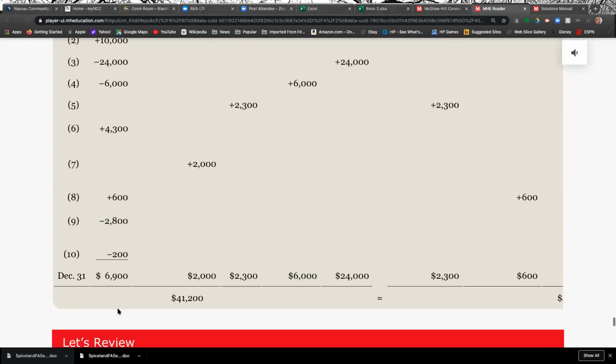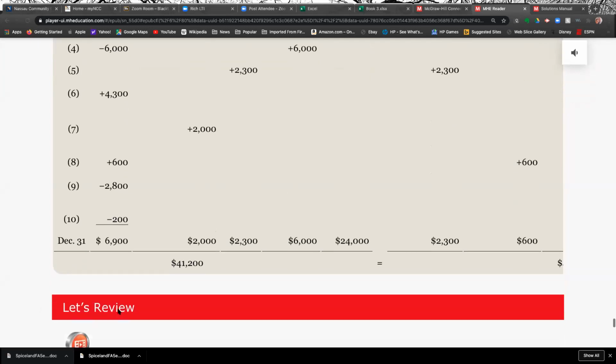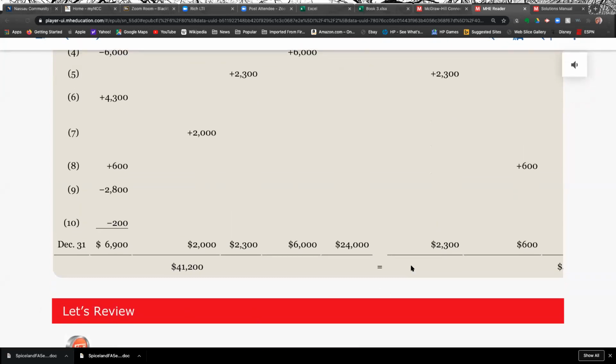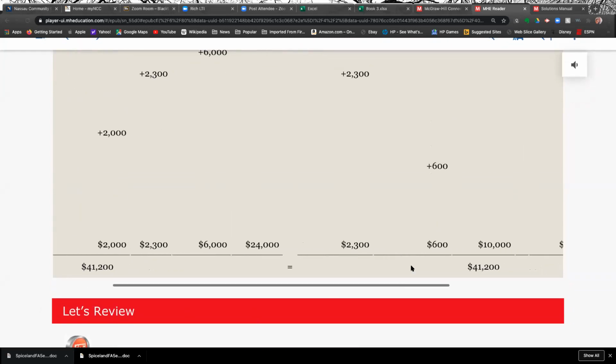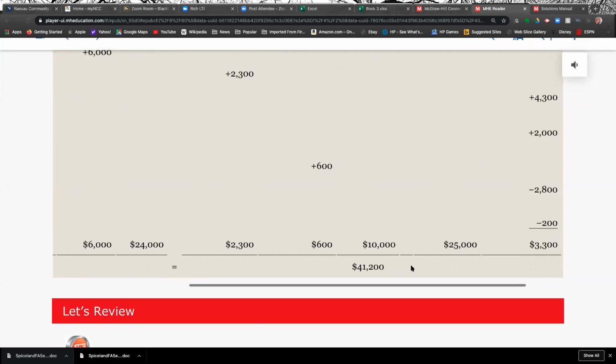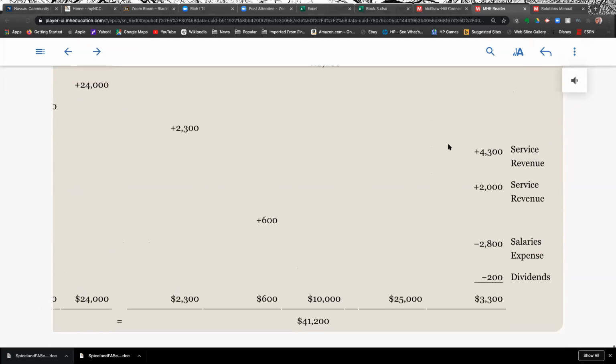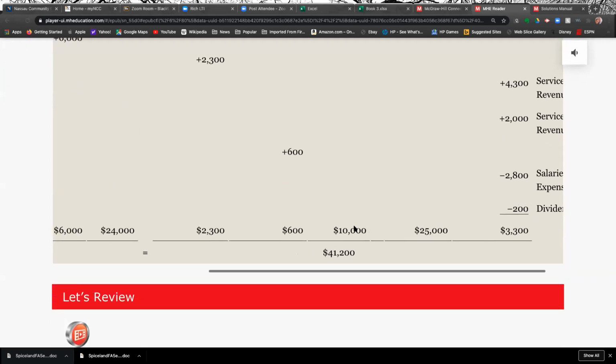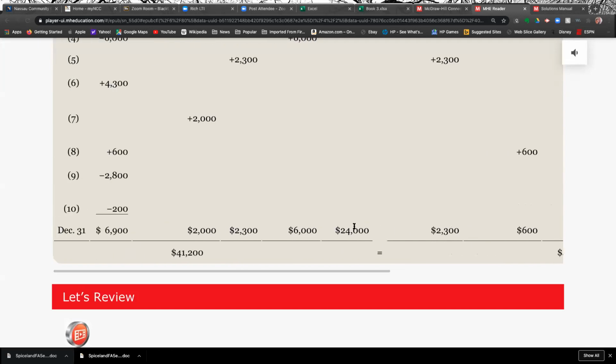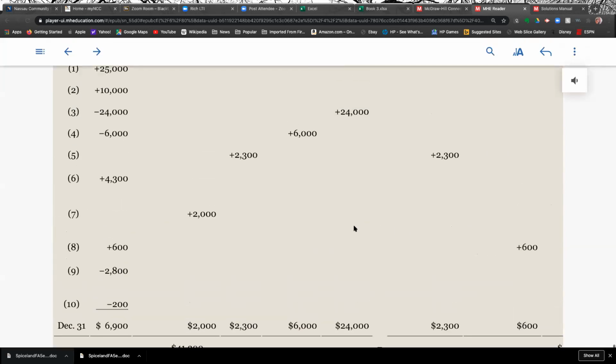You've got cash, accounts receivable, supplies, etc. You've got liabilities: accounts payable, notes payable, deferred revenue. You've got common stock, you've got retained earnings, and you could do your income statement by what? Taking these two revenues and adding them together and then subtracting this expense, right? So some accountants actually do use a spreadsheet like this to do all their record keeping.